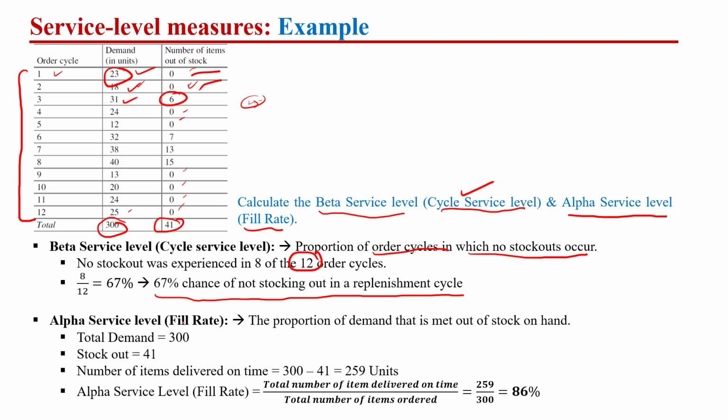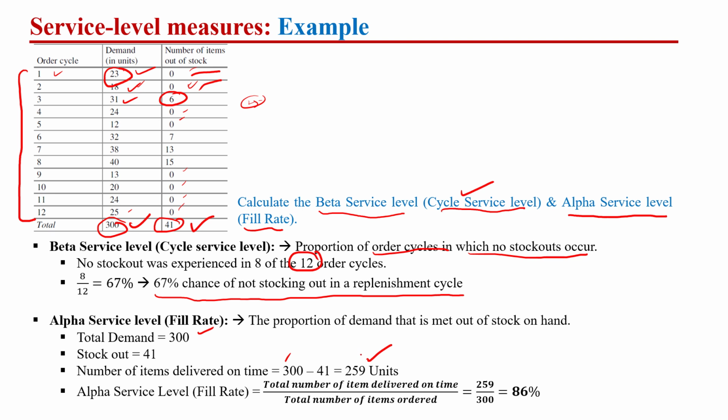Whereas how we can calculate the fill rate: the total demand against these order cycles was the total of 300 units. Okay, how many units were stocked out? That is 41. So 300 minus 41 is 259. So out of 300, 259 units we delivered on time, or fulfilled the demand of those customers.